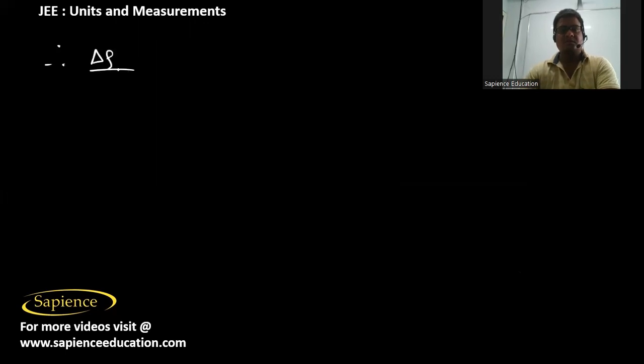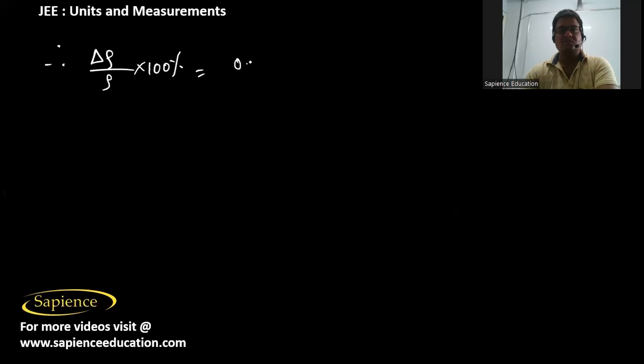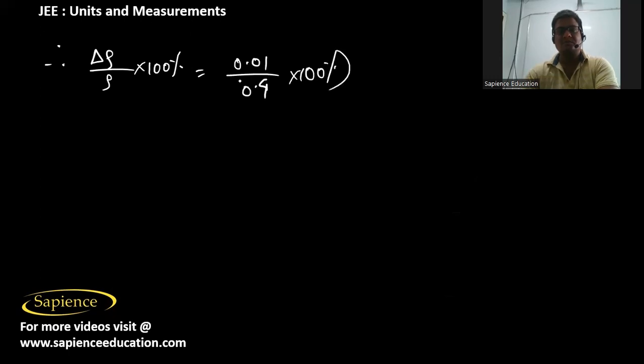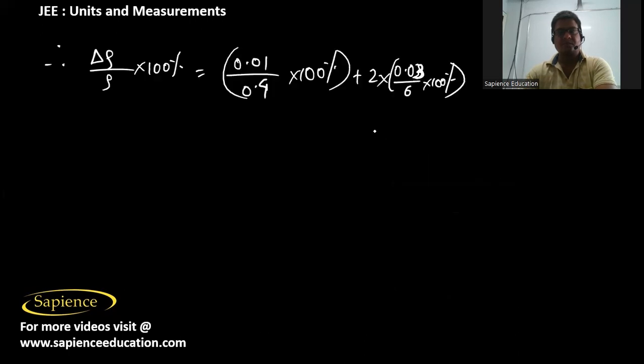Therefore, the percentage error in the measurement of density will be equal to the percentage error in measurement of mass, that is 0.01 by 0.4 into 100%, plus 2 into delta r by r, that is 0.03 by 6 into 100%, plus delta L by L, that is 0.04 by 8 into 100%.